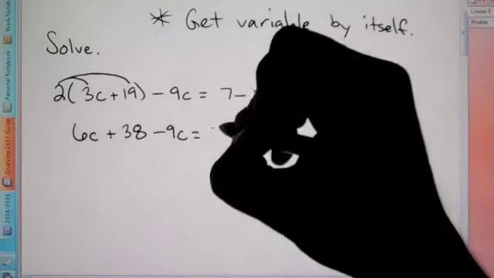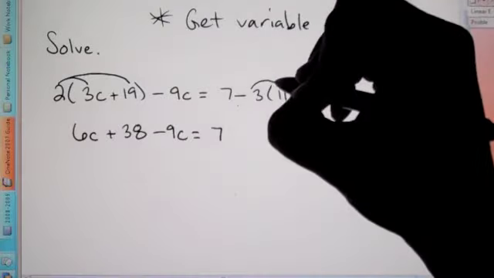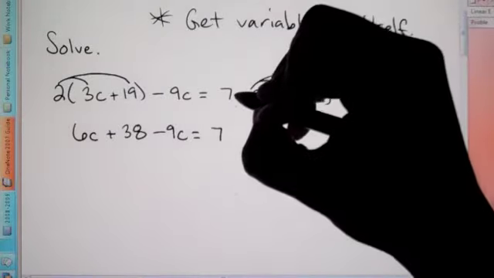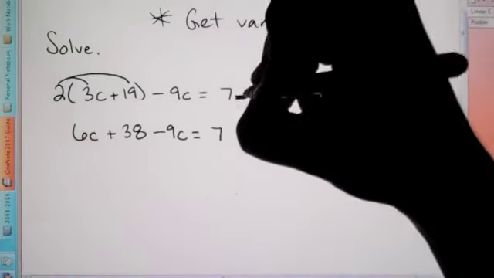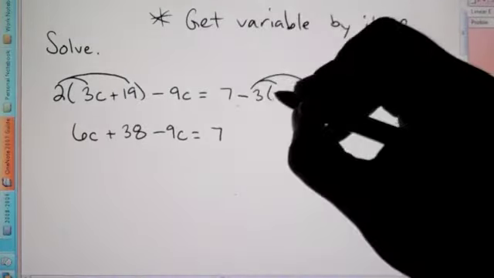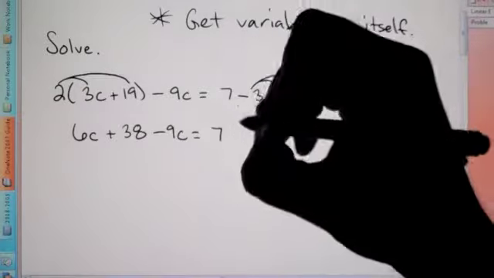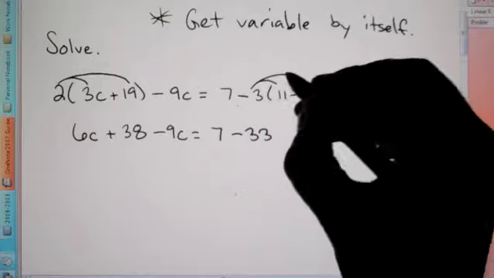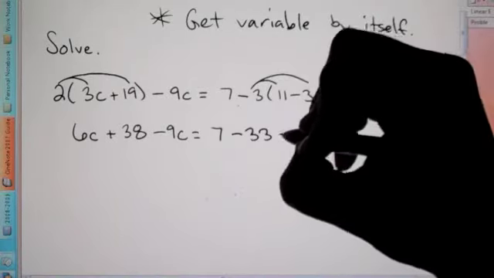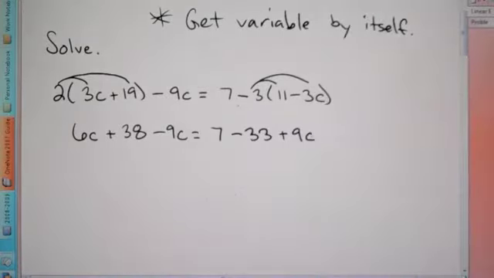Now here, on this side, don't forget, when you distribute the number into the parentheses, you also take the symbol that's in front of it. So here we have really a negative 3, okay? We have a negative 3 that we're distributing, so negative 3 times a positive 11 is a negative 33. And again, don't forget to distribute, because negative times a negative is a positive. So now we have positive 9c.